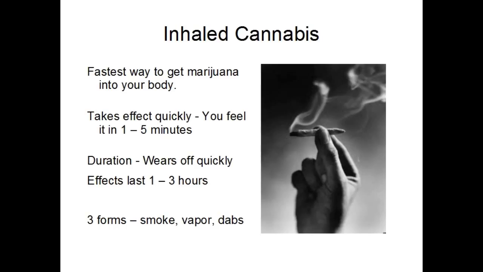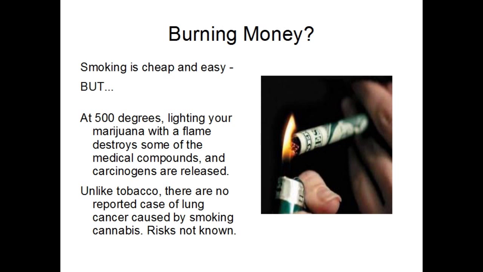The fastest way to get medical marijuana into your body is to inhale it, and that means smoking, vaporizing, or dabs. These all take effect quickly. You feel the effect of smoking marijuana in 1 to 5 minutes, but it also wears off quickly. The effects are out of your body in 1 to 3 hours. But at 500 degrees, lighting your marijuana with a flame destroys some of the medical compounds and carcinogens are released. Unlike tobacco, there are no reported cases of lung cancer caused by smoking cannabis, so the risks are not known.